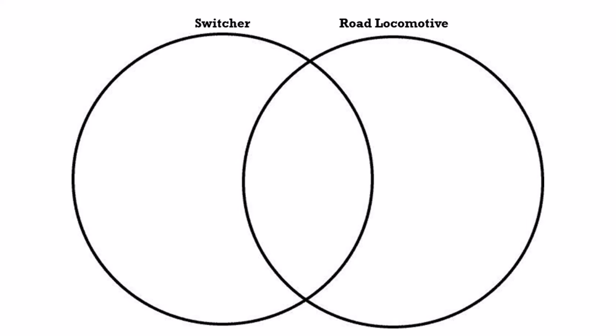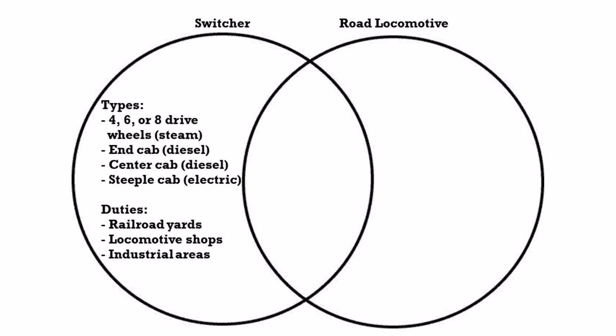So, to summarize, I have created a Venn diagram listing the differences between switchers and road locomotives, as well as those in the middle. Starting on the switcher side, steam shunters had 4, 6, or 8 drive wheels, but no leading or trailing wheels needed for that kind of job. Diesel switchers were built with either an end cab or a center cab, whereas electrics usually had a steeple cab. The duties for a shunter include railroad yards, locomotive shops, and industrial areas.